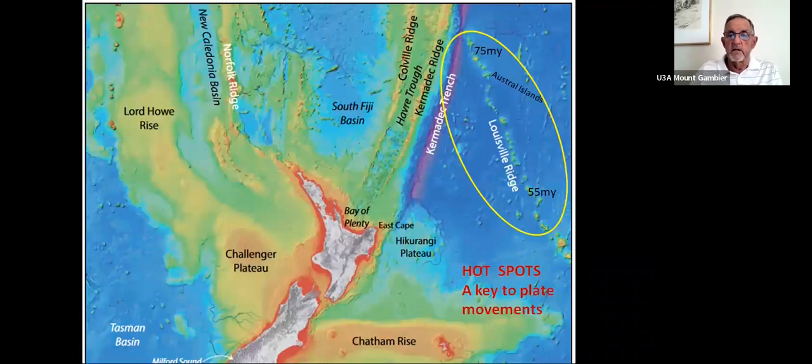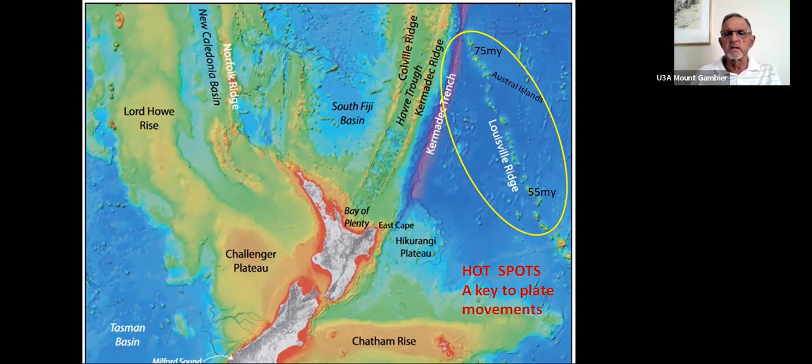And here is one of those. You'll notice the Kermadec Trench extending north from East Cape. But in the top right of this diagram, we have the Louisville Ridge, which is a whole line of extinct volcanoes, which date from about 75 million years age, since they were eruption centres, to 55 million years further south. And there are a series of these which result from a phenomenon known as a hotspot, which provide a key to the movement of Earth's plates.